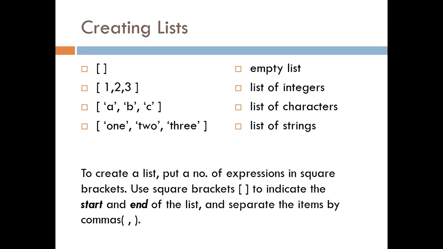To create a list, we open a square bracket. Square brackets indicate the start and end of a list. And elements of a list are separated by commas.